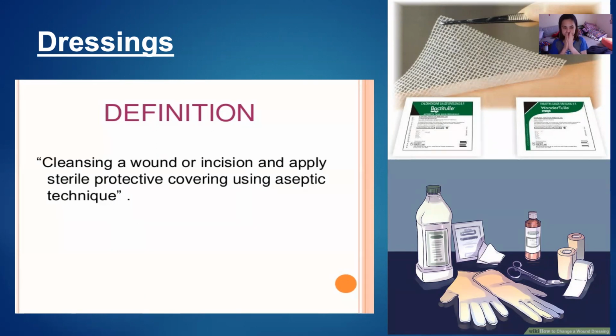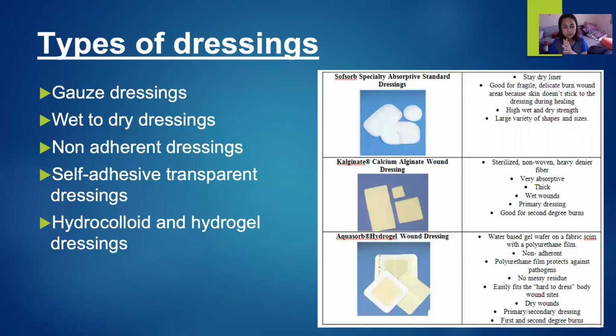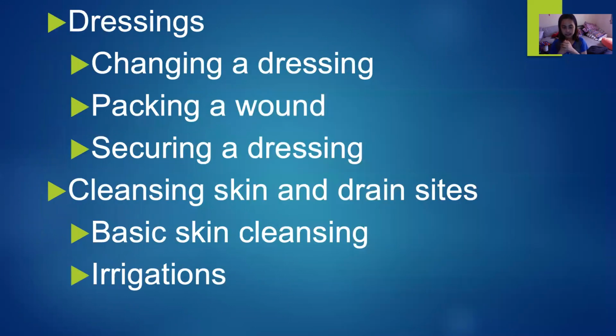So dressings, these are the sterile protective covering we're applying to a wound or incision. Then types of dressings, we have the gauze dressings, wet to dry dressings, non-adherent dressings, self-adhesive transparent dressings, and we have the hydrocolloid dressings.